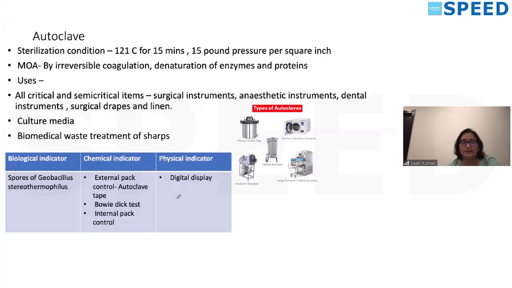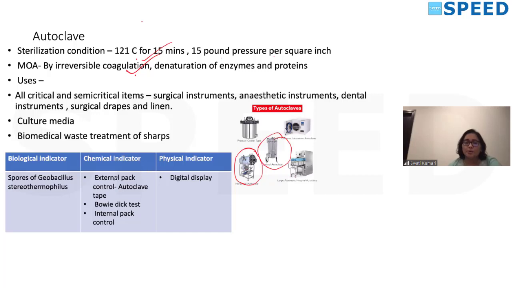Now coming to autoclave. In autoclave, we know the temperature is 121 degrees centigrade for 15 minutes, at 15 pounds pressure per square inch. How does it act? By coagulation mechanism. It coagulates and denatures the protein and enzyme. So these are the pictures of your autoclave: you have horizontal autoclave and vertical autoclave.